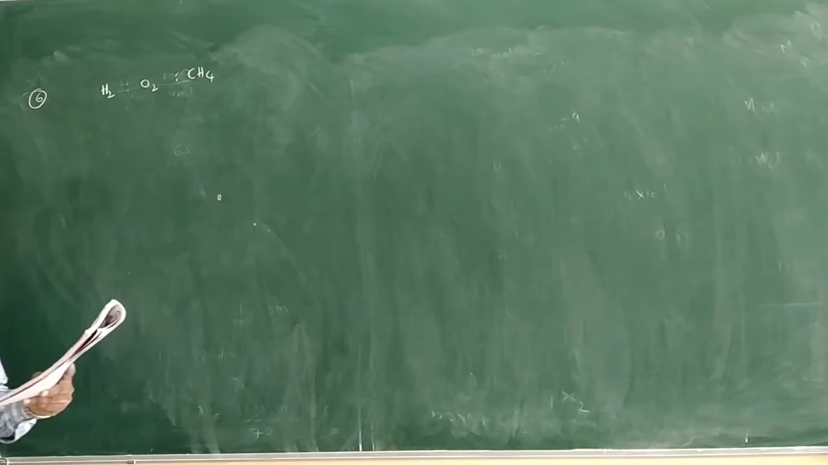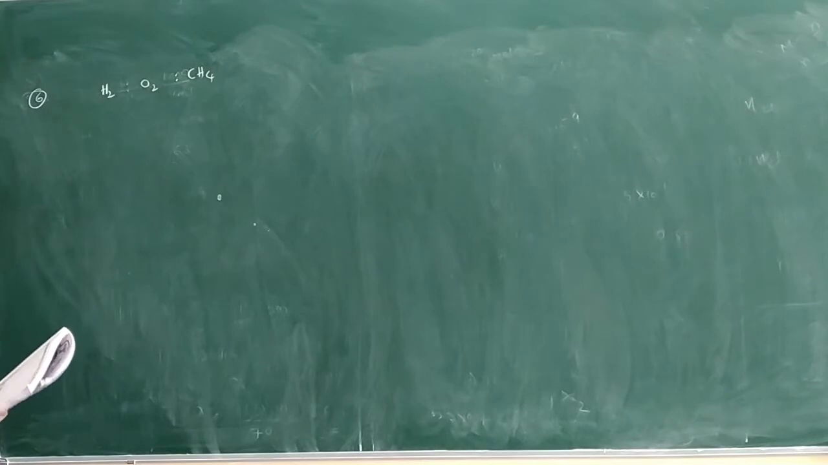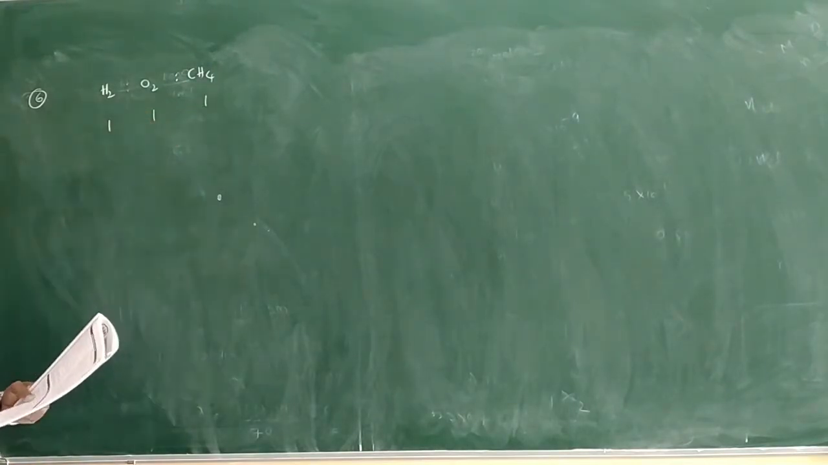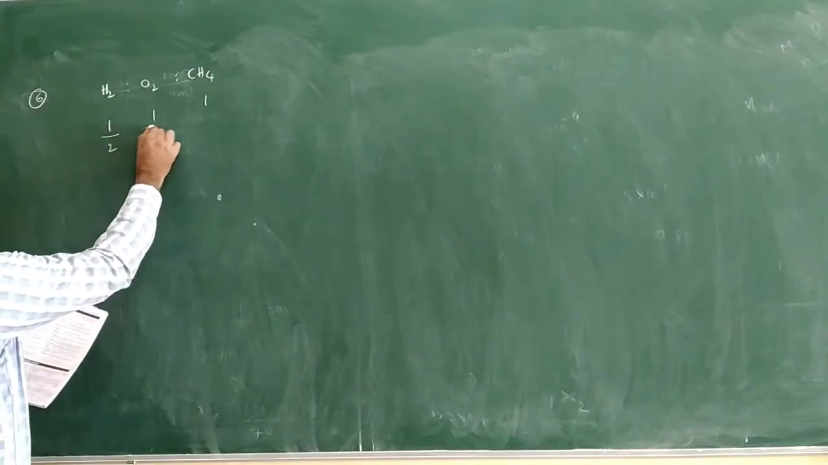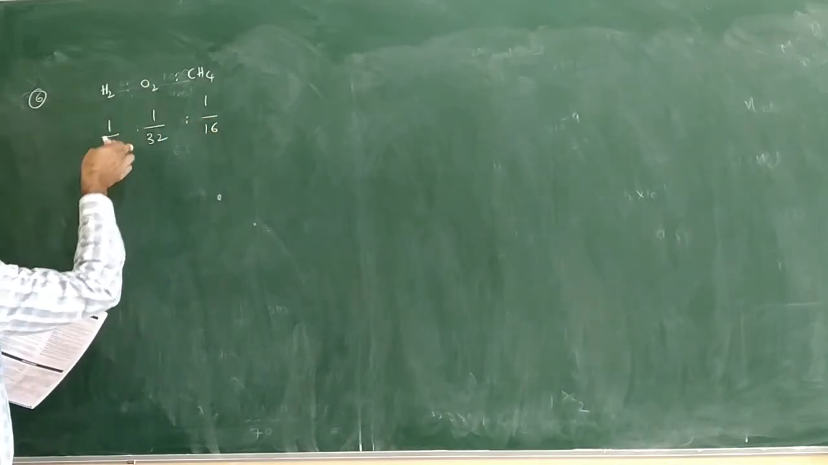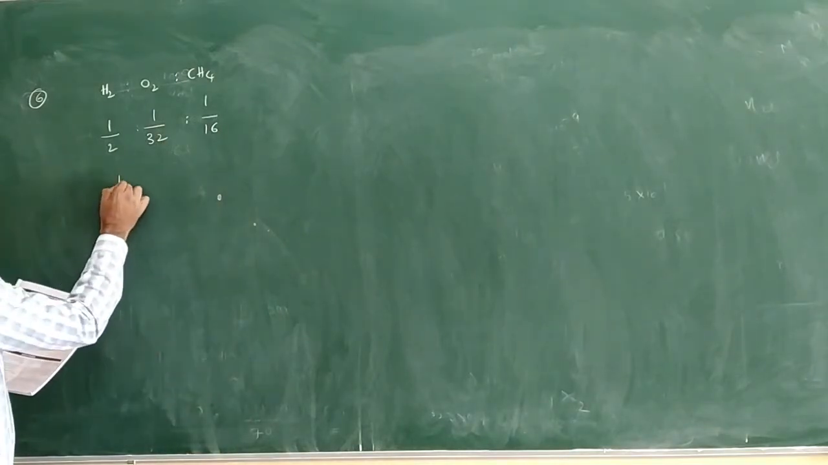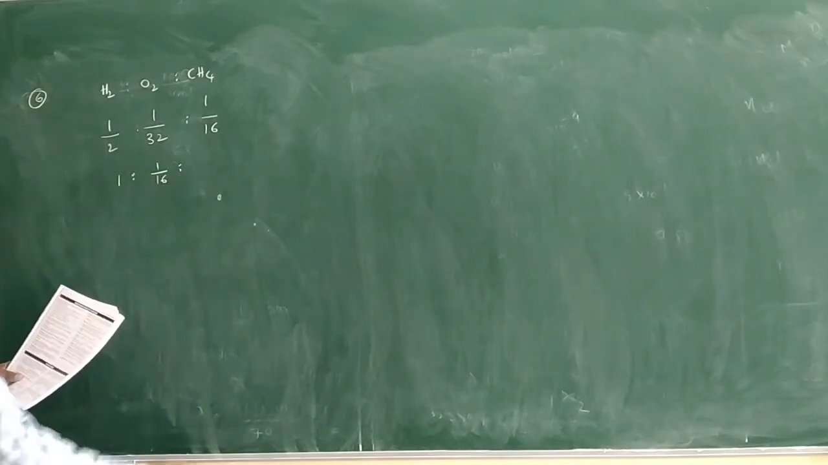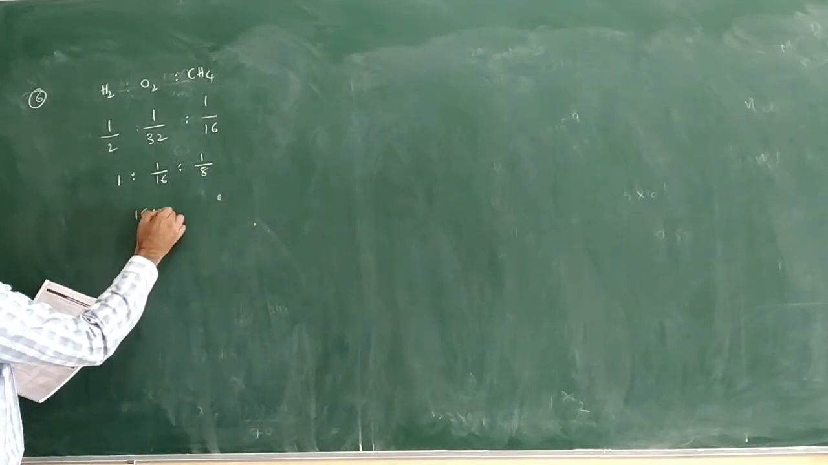Temperature is given, that is 27 degrees Celsius only, and the masses of the gases are equal only. You can take here 1 gram, 1 gram and 1 gram. So what is the gram molecular weight of H2? We have 2 only. O2, how much do we have? 32 only. CH4, how much do we have? 16. How? 12 plus 4, that is 16 only. So you can simplify the ratio here: 1 is to, if you cancel 2 here, 1 by 16 is to 1 by 8 only.